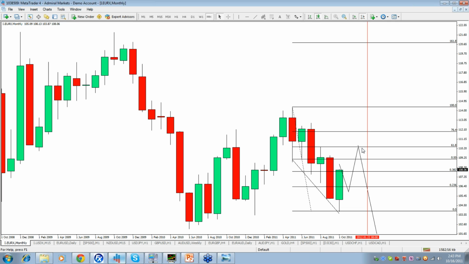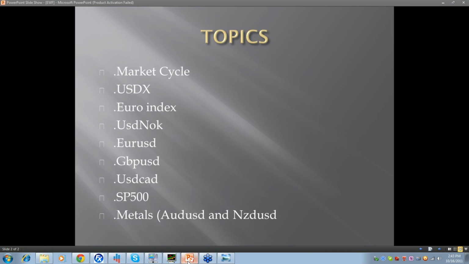The good news is that the euro held this low, which is telling me that it is going to do this and it's going to drop. All right, so that's what we have about the US dollar index. Now, the euro index I already covered, the Norwegian Krone also. Let's move on to the euro dollar, the dollar, all these pairs right here.